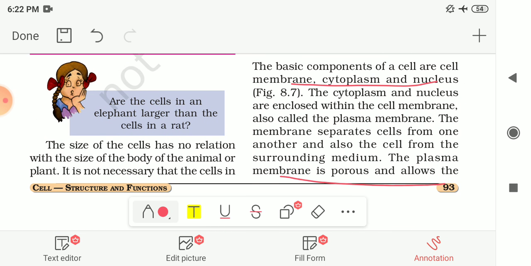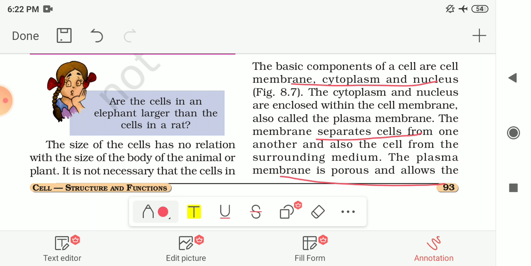The cytoplasm and nucleus are enclosed within the cell membrane, also called the plasma membrane. As we saw earlier, the cell is bounded or enclosed by the cell membrane. It is also known as the plasma membrane. The membrane separates the cells from each other and also the cell from its surrounding medium.